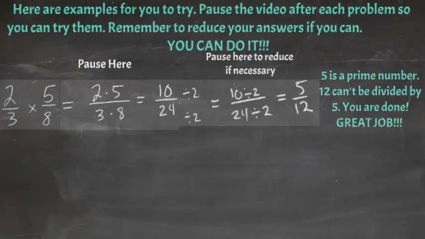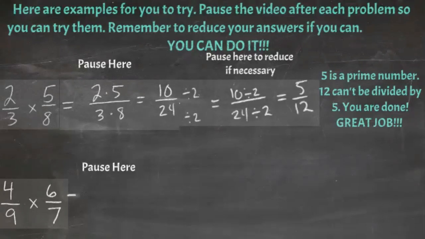Let's try another one. 4 over 9 times 6 over 7. Again, pause here and try it by yourself.